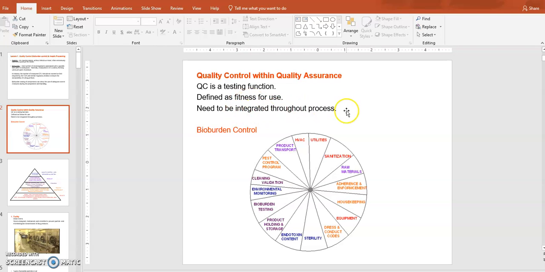It needs to be integrated throughout the process. If you look at this pie chart, if you want to control your bioburden, how do you do that? It takes every kind of effort.